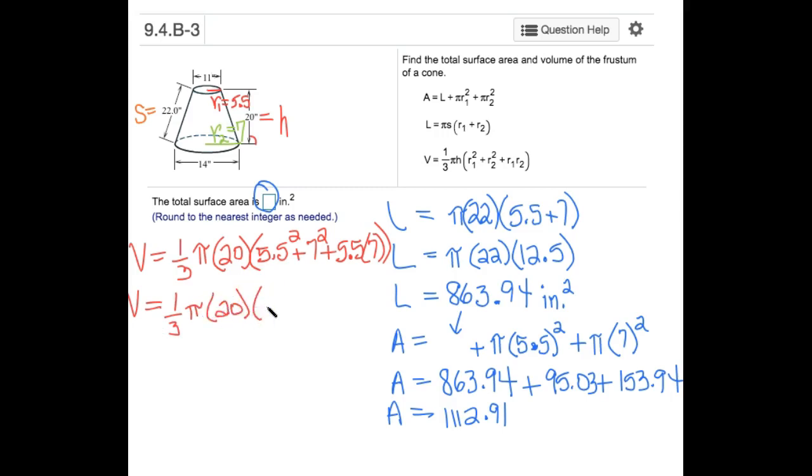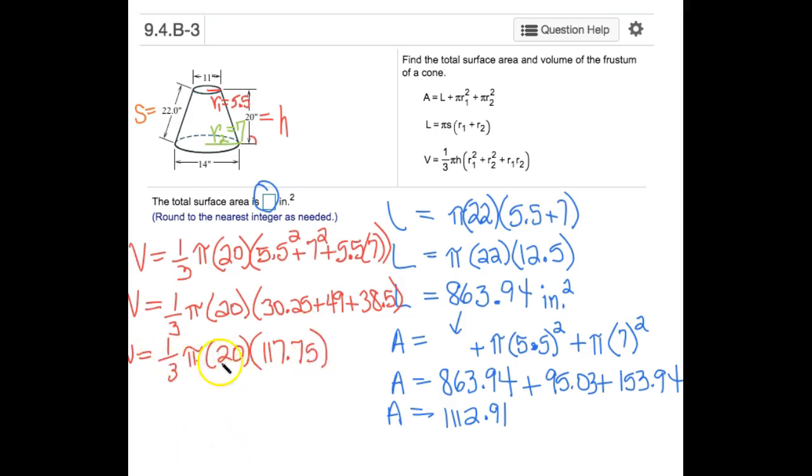So I just want to be real careful and rewrite everything just to stay organized, to make sure I don't make a mistake. That comes out to 30.25. 7 squared is 49. Since I've already completed my powers, I can also go ahead and multiply 5.5 times 7. Then I want to add everything inside of those parentheses next. And I get 117.75.